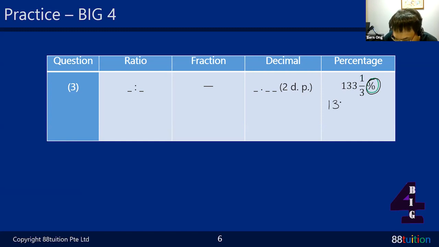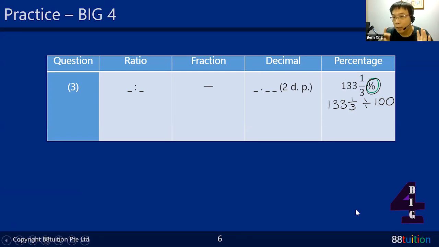So it's 133 and 1/3. Divide by 100. Do the reverse. Math is all about these two directions. 133 and 1/3, I purposely put as an improper fraction. All right? I purposely put as an improper fraction.